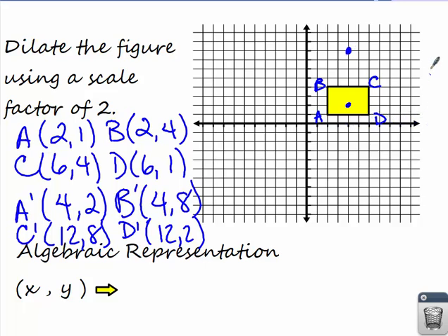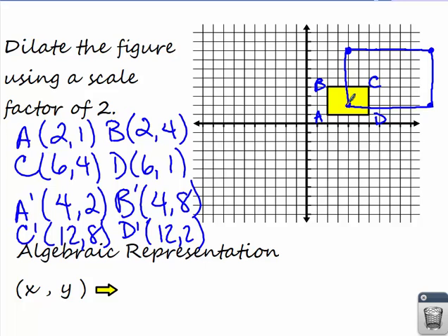This is where it would actually be, about right here. It's a little bit bigger than the graph that I have. And then the last one would be at 12, 2. If I were to connect these points, I now have a figure that has been dilated.